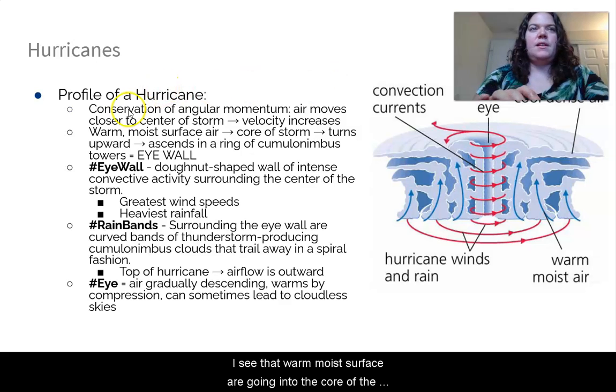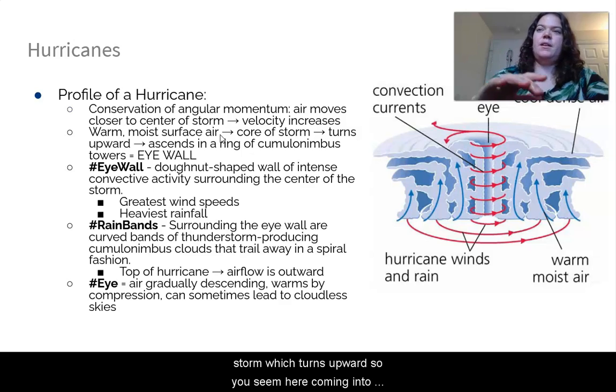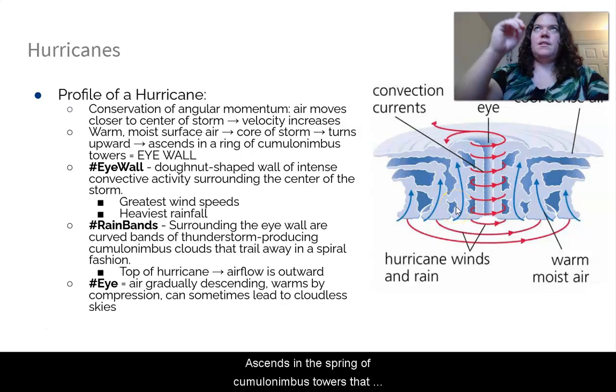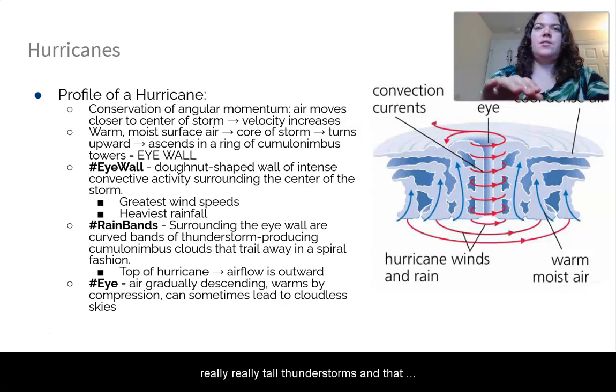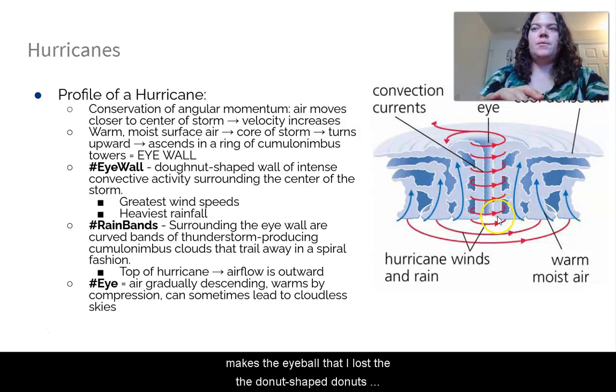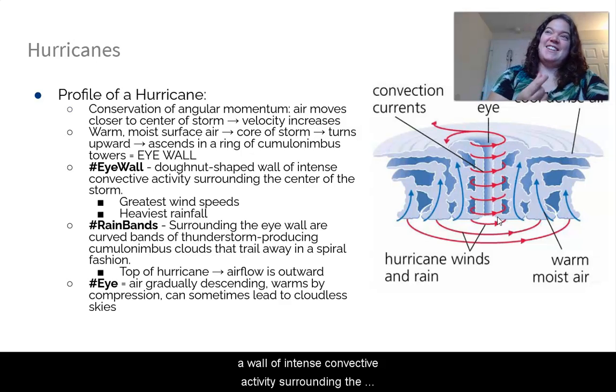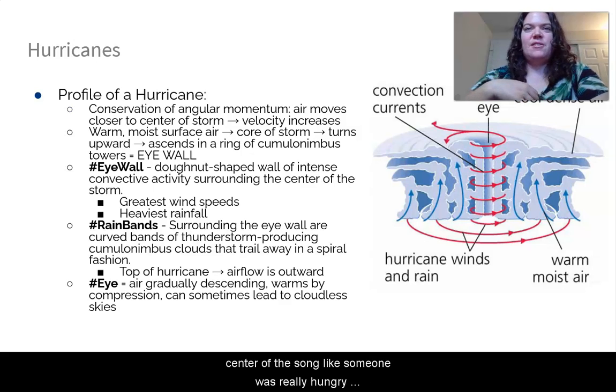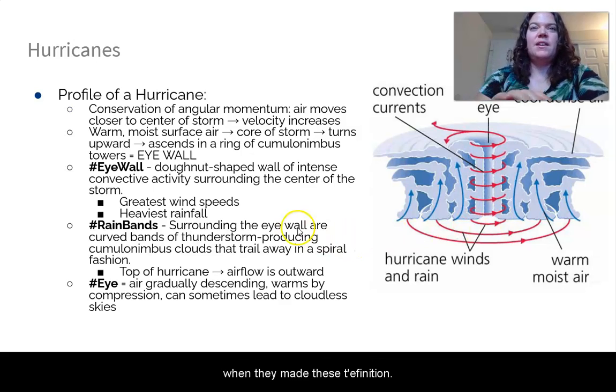And we see that warm, moist surface air going into the core of the storm, which turns upward. So you see over here, coming into the storm, it turns upward in a cyclonic fashion. It ascends in this ring of cumulonimbus towers, so really, really tall thunderstorms, and that makes the eye wall. So the eye wall is the donut shape, that's what the book calls it, the donut-shaped wall of intense convective activity surrounding the center of the storm. It's like someone was really hungry when they made these definitions.